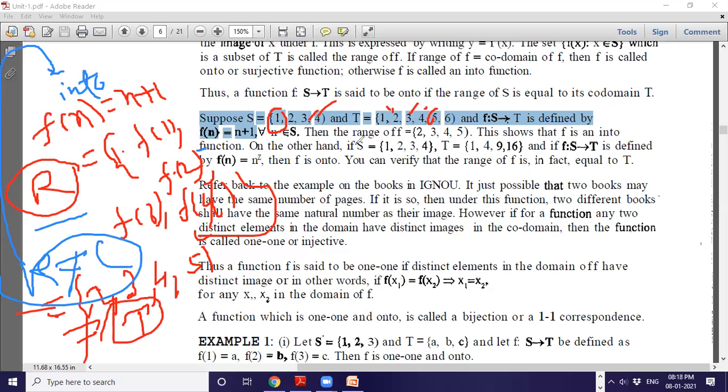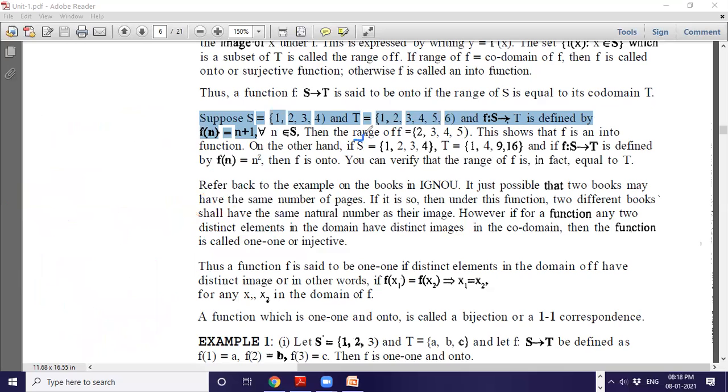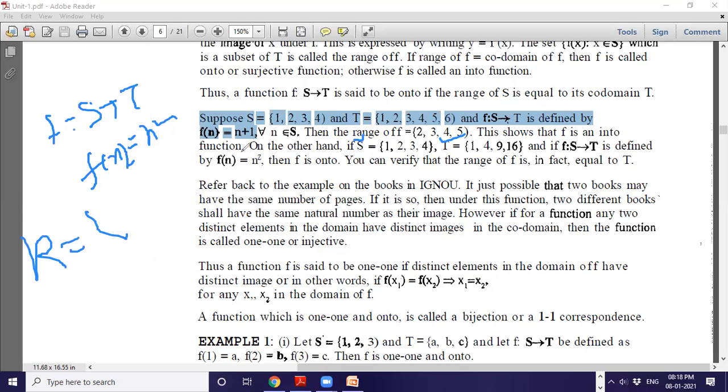But now if we consider another function, S is {1, 2, 3, 4} and T is {1, 4, 9, 16}. That is, f goes from S to T such that f(n) is equal to n square. See, every element is a square of the elements of S. So here range is what? Range of this function: f of 1 is 1 square, 1. f of 2 is 2 square, that is 4. f of 3 is 3 square, 9. f of 4 is 16. That is equal to T.